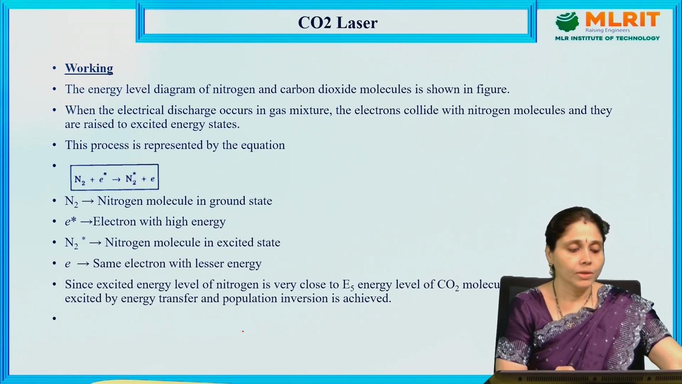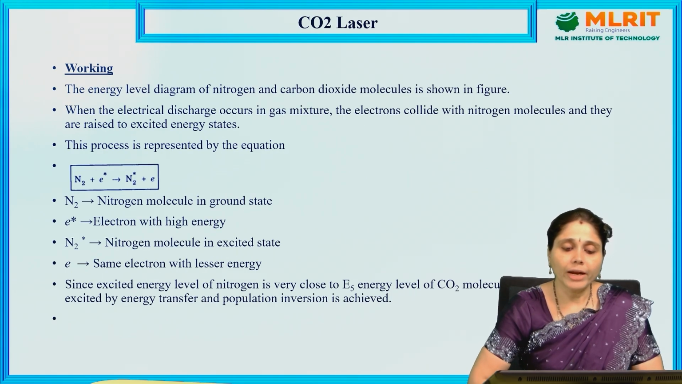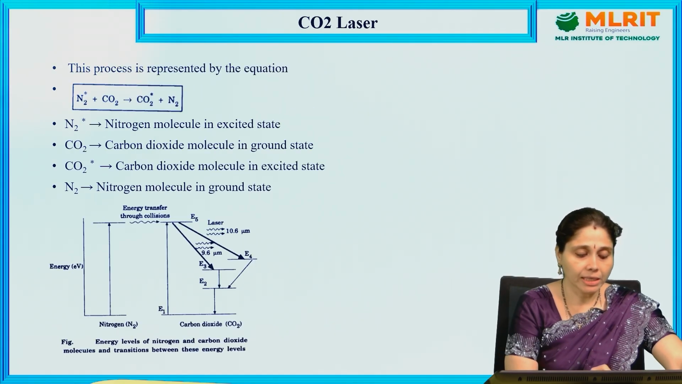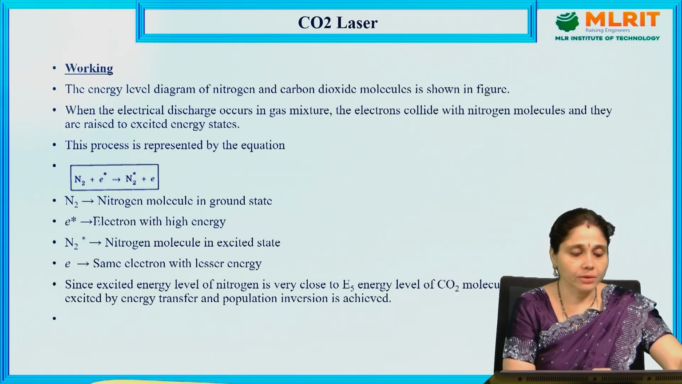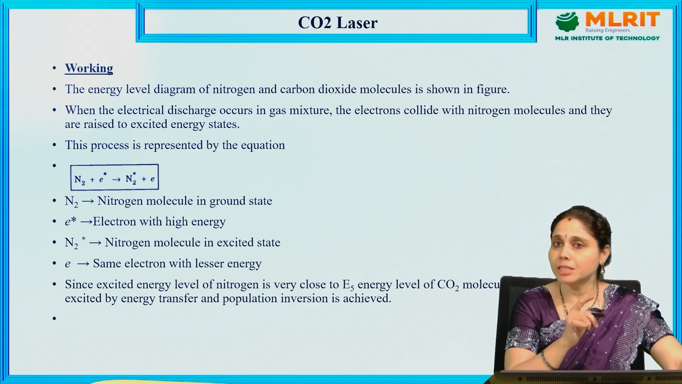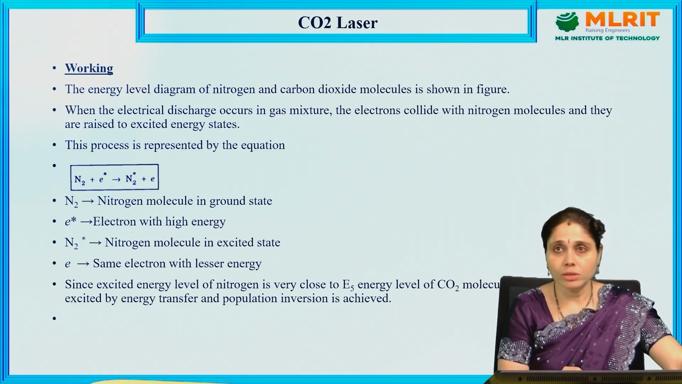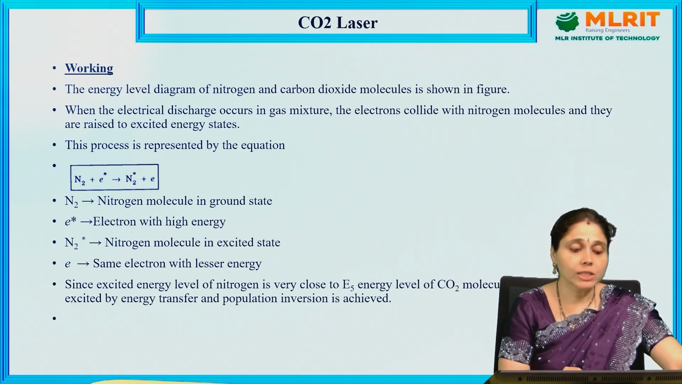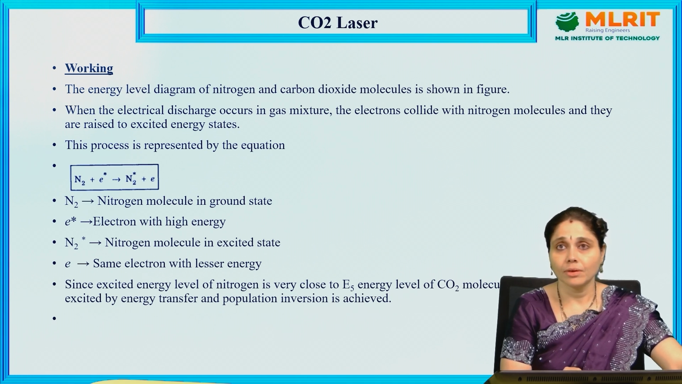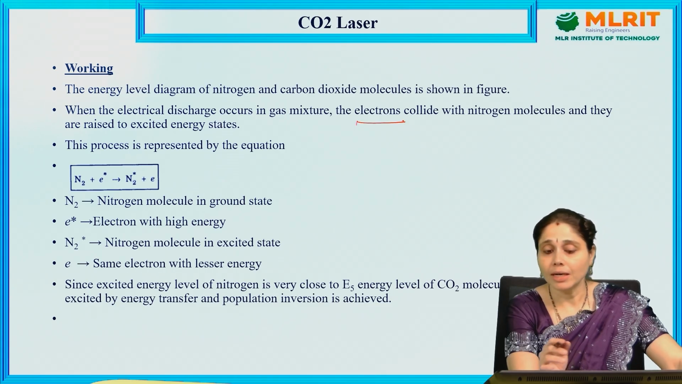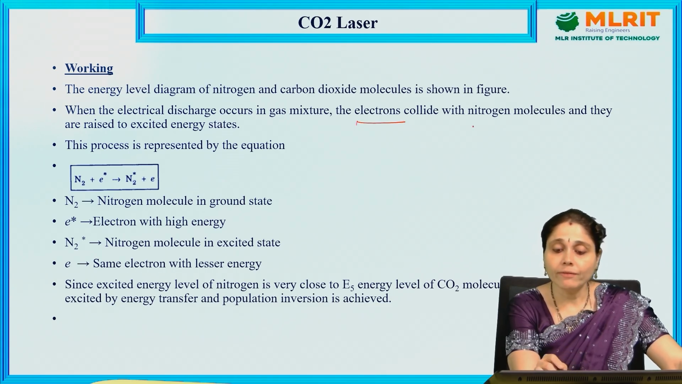Now, working. The energy level diagram of nitrogen and carbon dioxide molecules is shown in the figure. So we'll see what happens. When an electric discharge occurs in a gas mixture, which is the electric discharge method we have discussed already, electrons collide with nitrogen molecules and they are raised to the excited states.